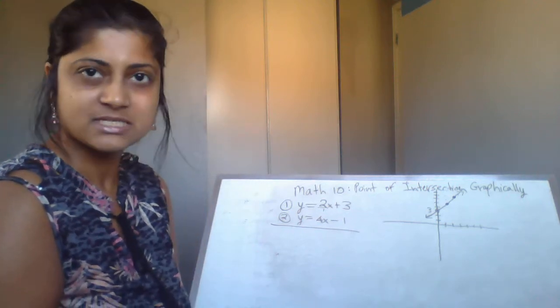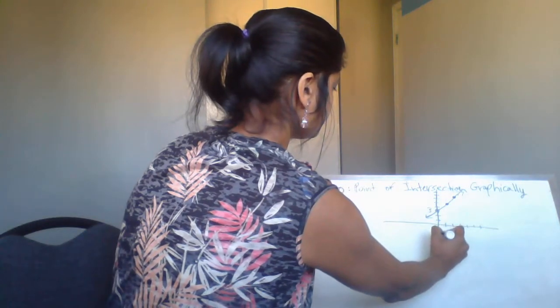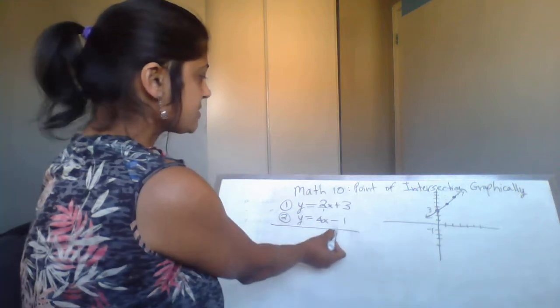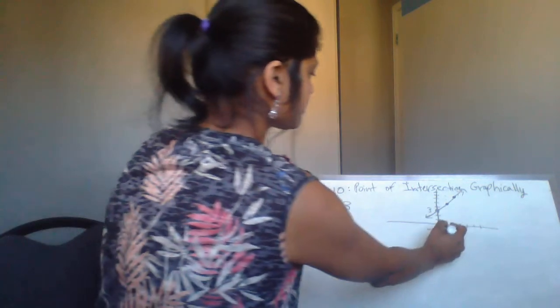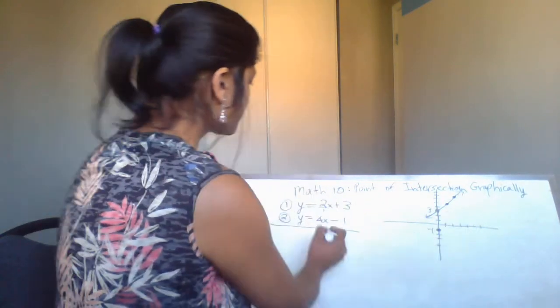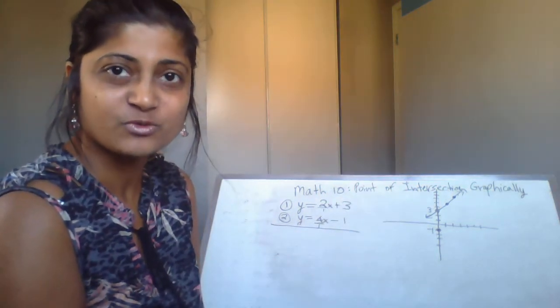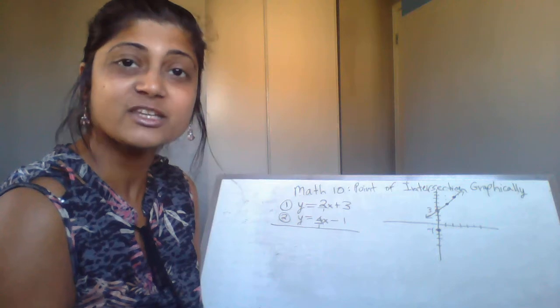Then you're going to go to the second line here. So I'll put some negative values. I can see that basically the y-intercept here is negative 1, so you're going to start off at negative 1. And this is basically the slope. It's 4 over 1. The rise is 4 and the run is 1.